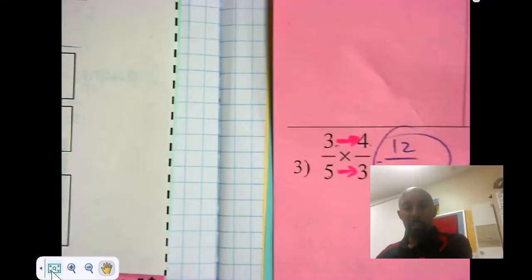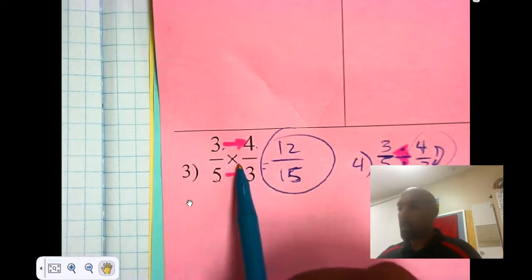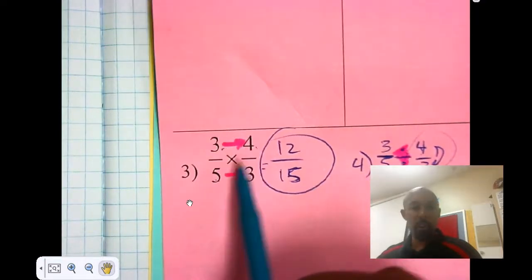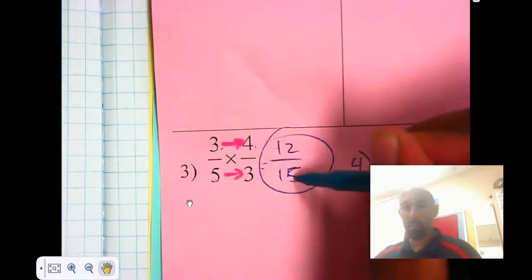So again, on this one, number 3, we're going to multiply the top. So 3 times 4, and then 5 times 3, because that's what's the same on the top. Okay, because we have multiply in the middle. So we're going to do 3 times 4, and then 5 times 3. Okay, so 12 and then 15.